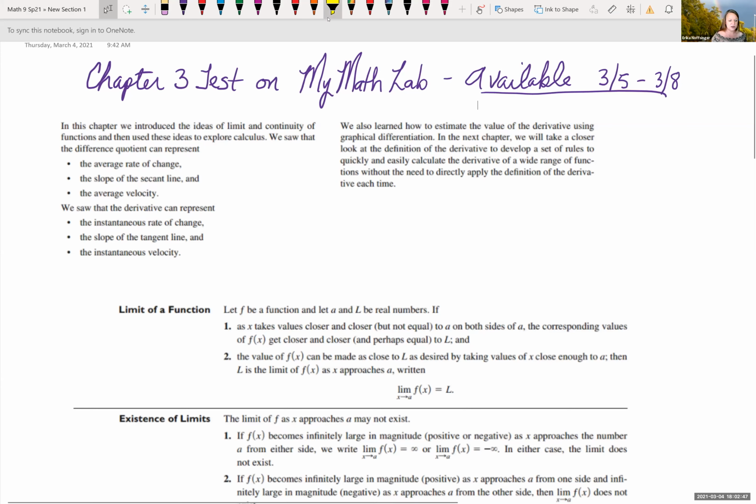So today I just want to spend time reviewing everything that we've covered so far in this course over Chapter 3. And so let's get started. So I'm just going to read through this because I feel like this is pretty good.